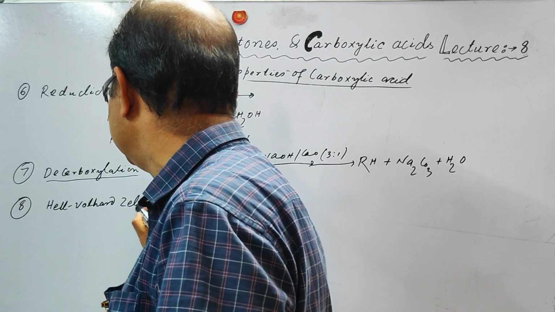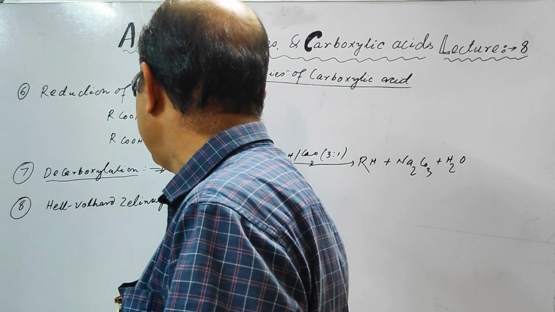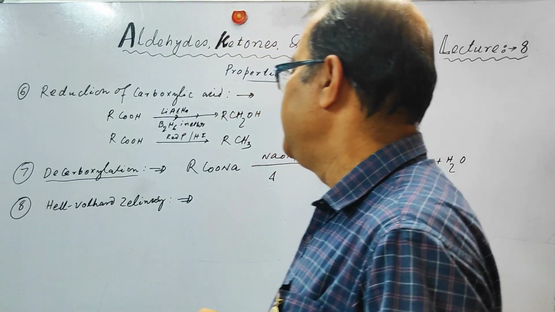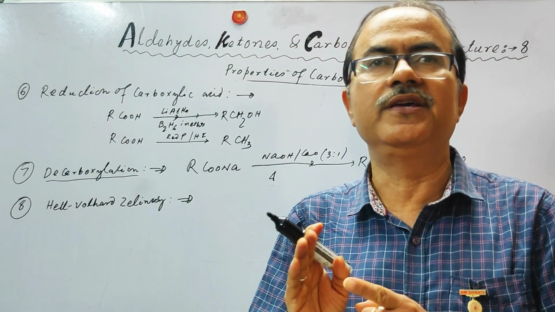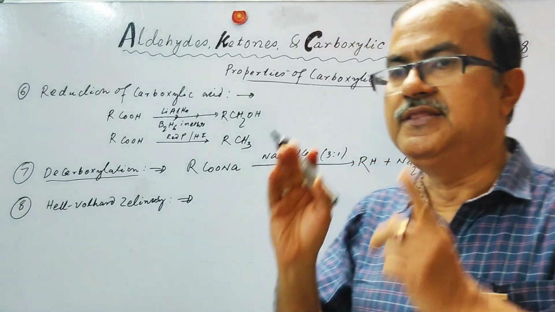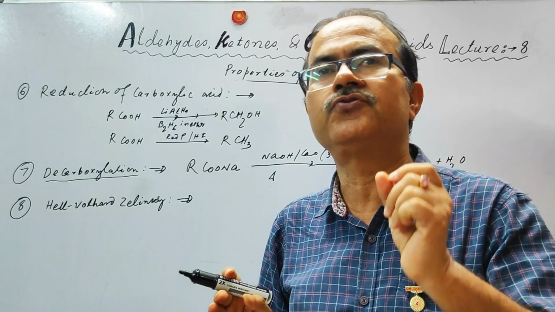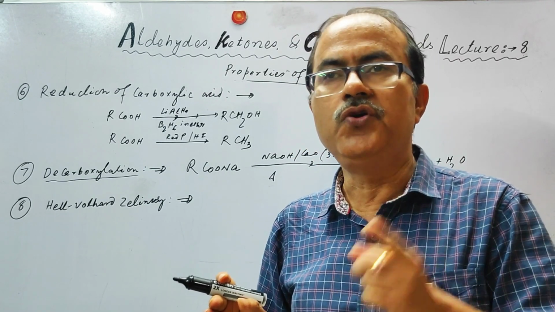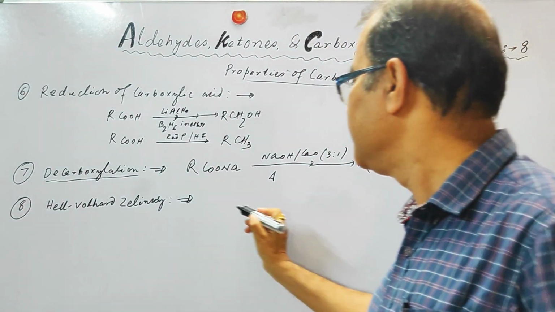The next reaction is a very important reaction, the Hell-Volhard-Zelinsky reaction. In this reaction, what is going to happen? If the carboxylic acid has an alpha hydrogen, it is halogenated in the presence of a small amount of red phosphorus and chlorine or bromine. It is going to produce the alpha halogenated compound.